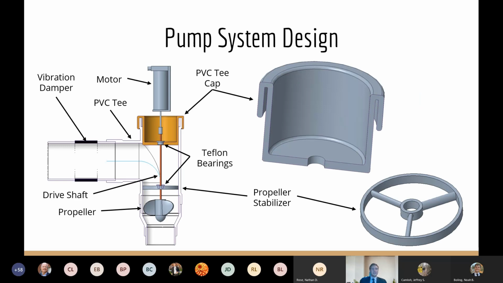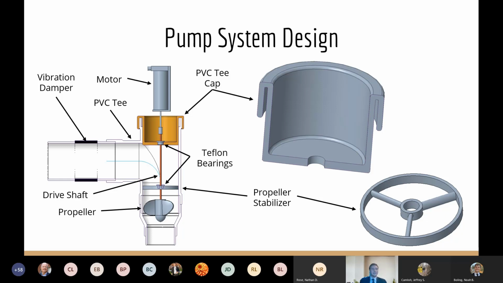Earlier in the semester, we decided that the flume should be comprised primarily of PVC tubing. With this in mind, the decision was made to use a PVC T fitting to act as the housing of the pump system. This fitting provides a passage for flow of the water, as well as an inlet for the propeller to be inserted into the flow.